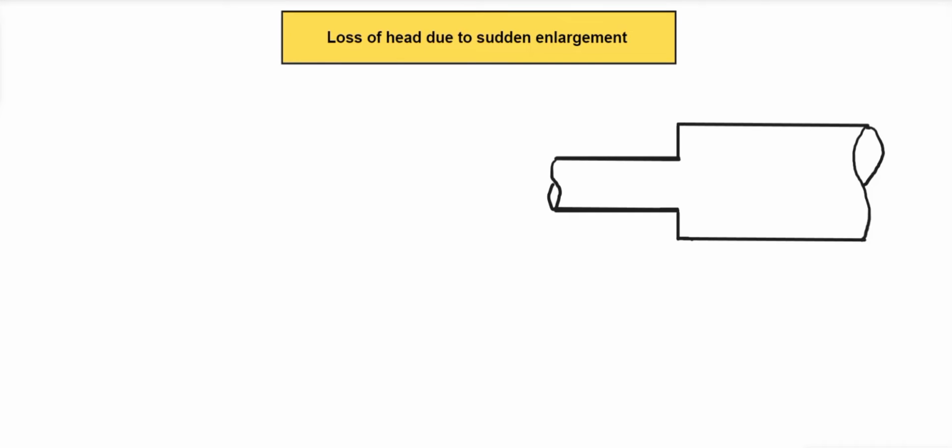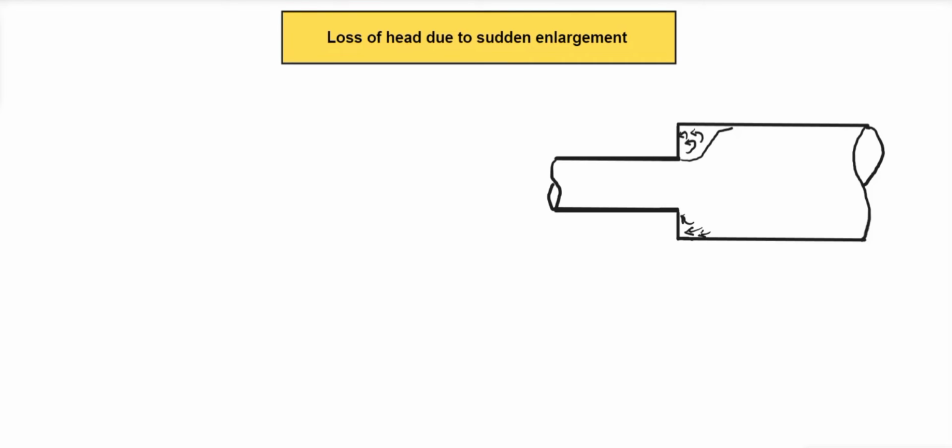And due to this sudden enlargement, the flow will get deaccelerated and eddies will start to form in this region, here in this region and in this region. As suddenly the pipe enlargement took place, the flow got deaccelerated and eddies formation took place.